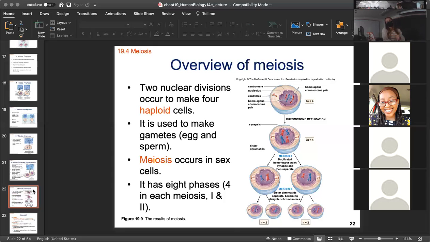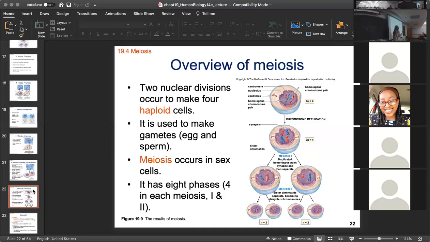Meiosis occurs in sex cells, like I said, and it has two nuclear divisions. What's really cool about mitosis and meiosis is the first few steps are exactly the same. We want to duplicate our DNA, replicate it, make a copy of it, and then divide it and make two cells. That's the first steps of mitosis. If you remember from before, this looks very similar until about here, right?